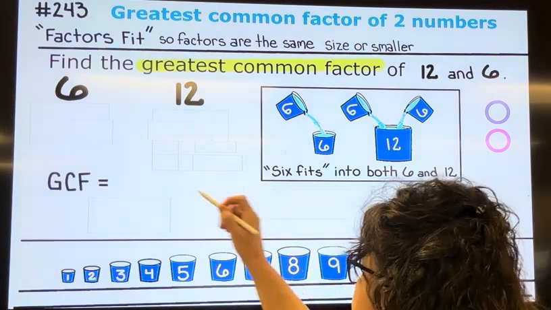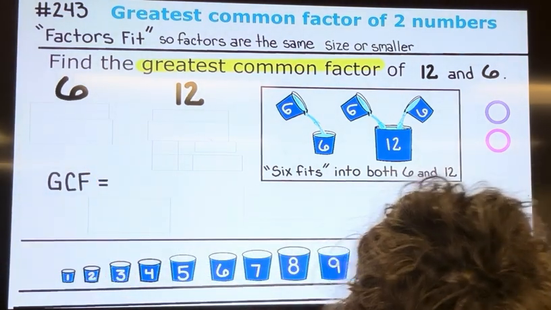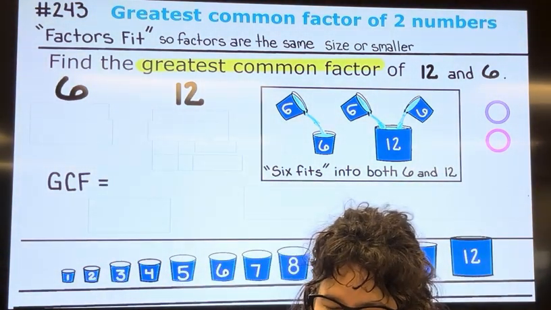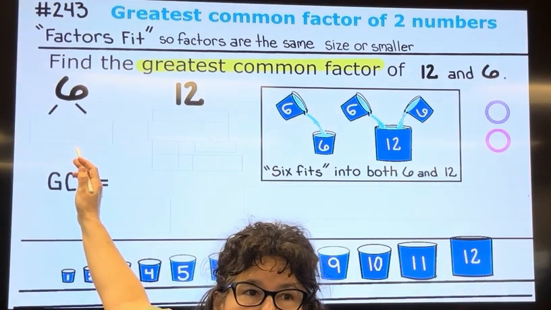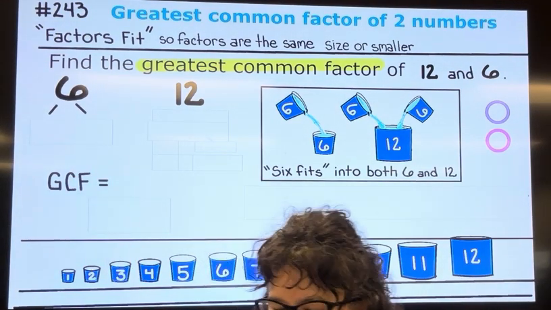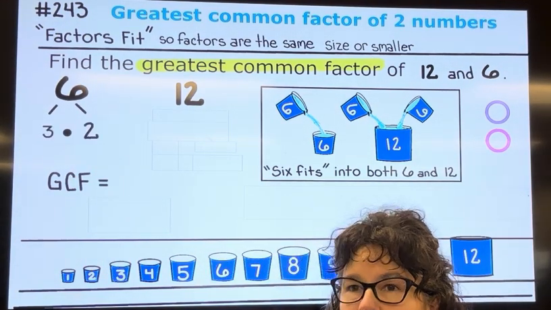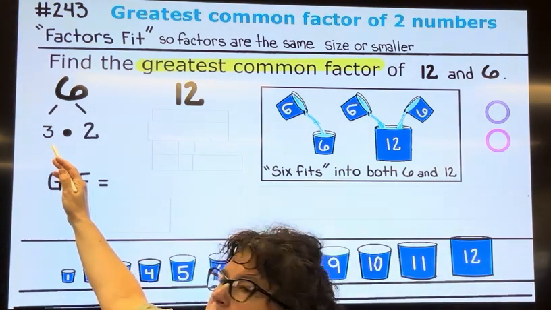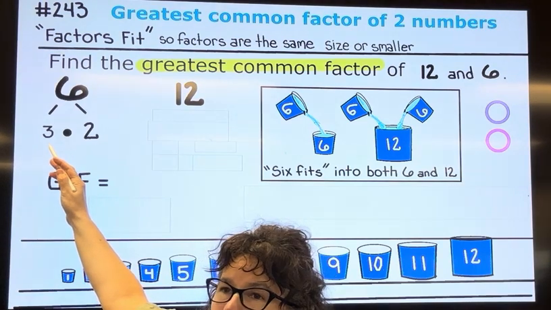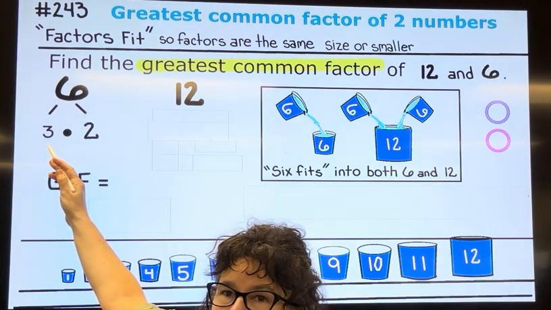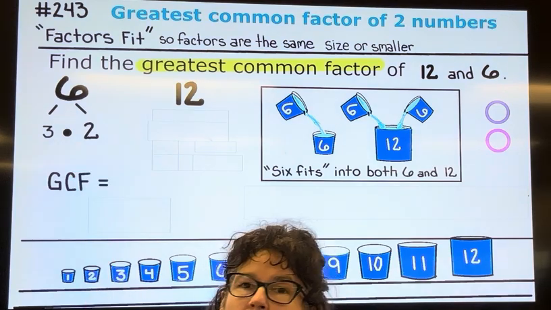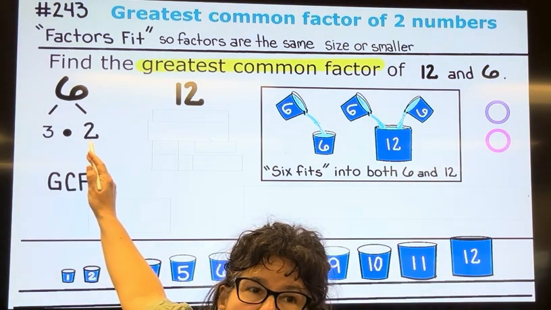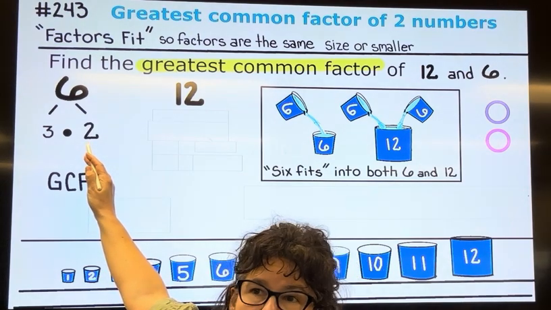All right, so a process to find that is you want to make a factor tree. You think of 2 numbers that multiply together to get 6, for example, and that would be 3 times 2. Then the number 3, thinking of 2 numbers that multiply together to get 3, we only have the option 1 times 3, and we're not going to use any 1s in our factor tree. And 2 is also prime, only 1 times 2 is 2.